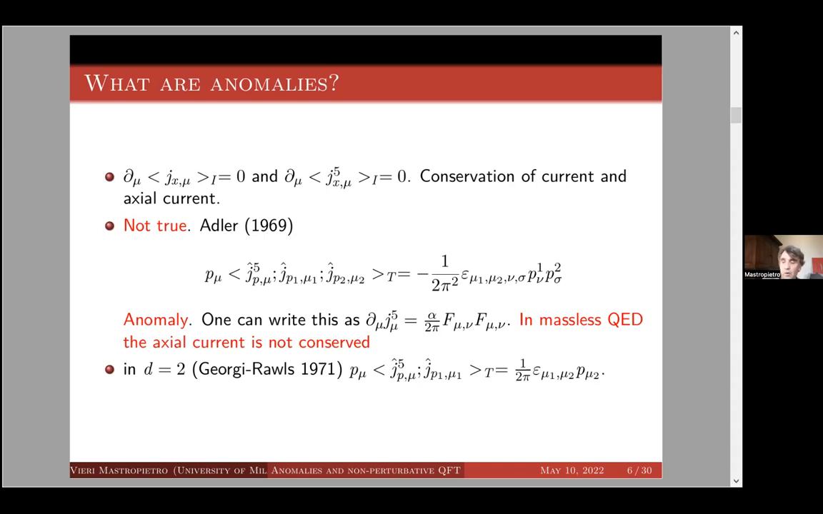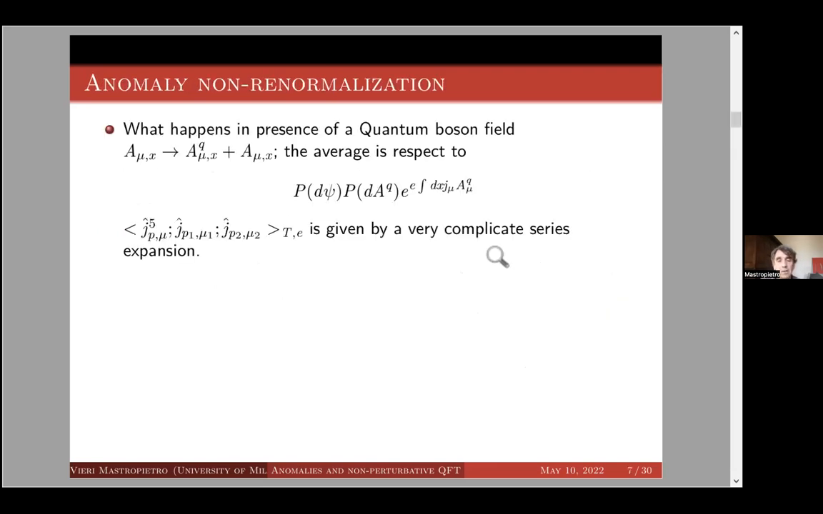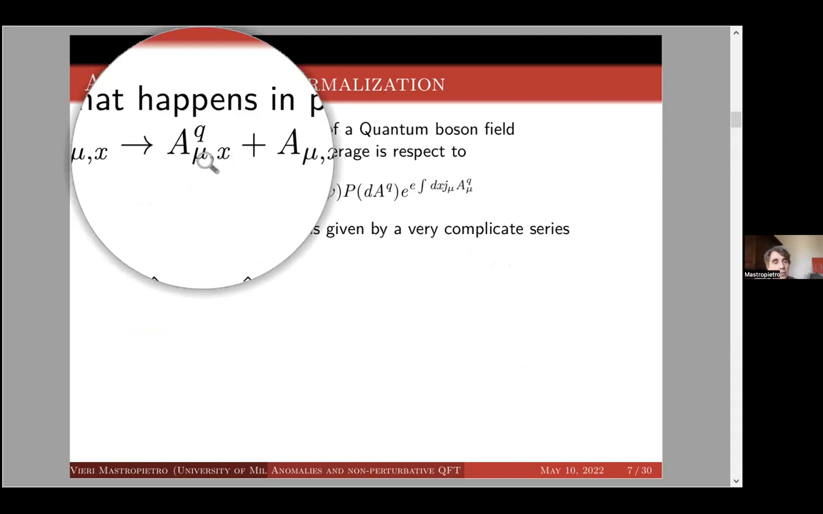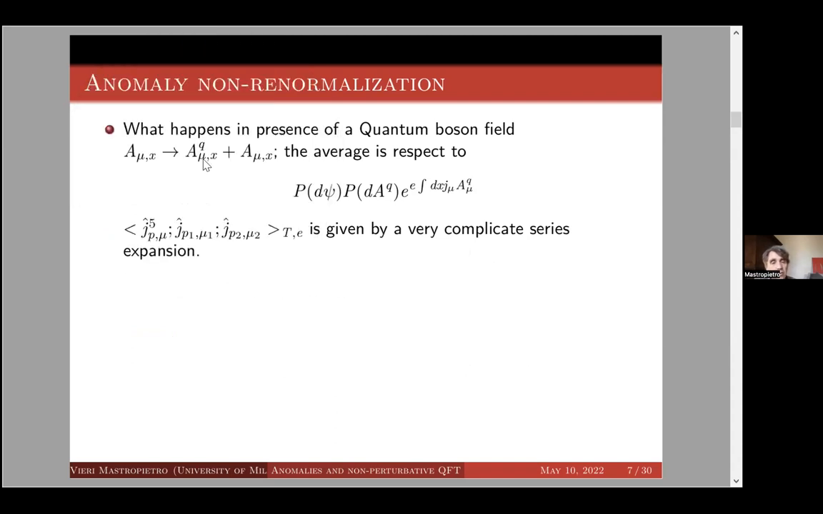So for the anomalies, you do a formal computation and you get conservation of current. But then instead, the conservation of current is not true for the J5. Okay, let us go now to the case in which you consider quantum fields, not simply external fields. So now you also have a quantum A field.